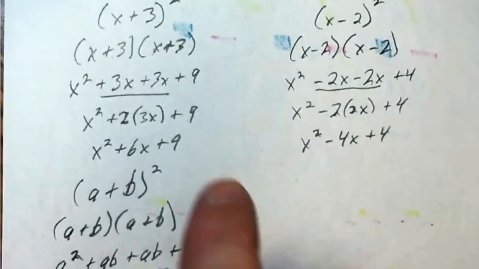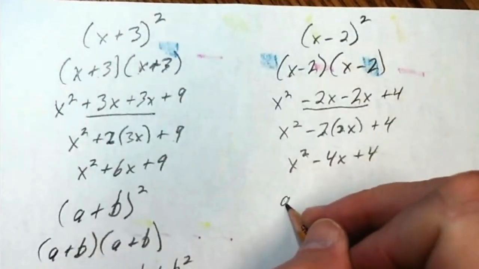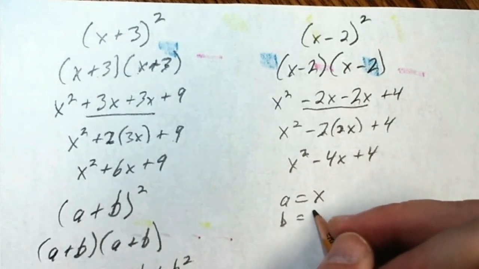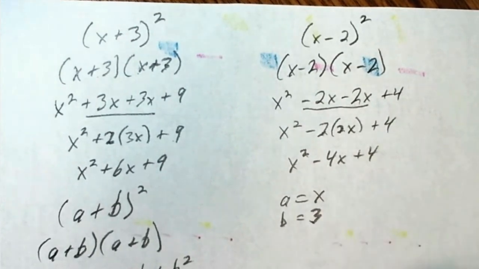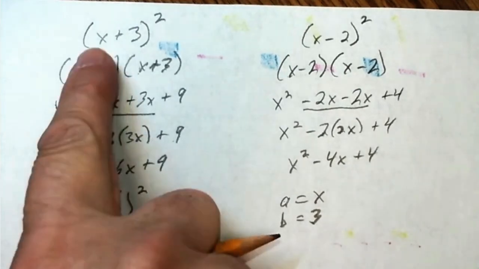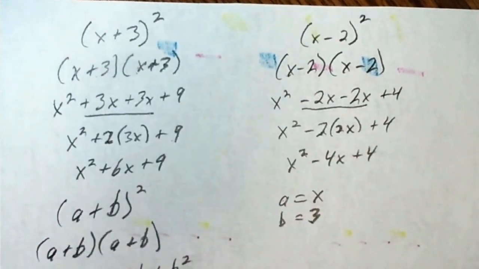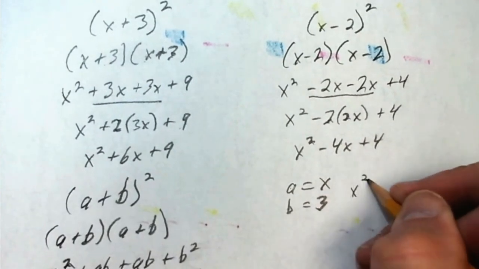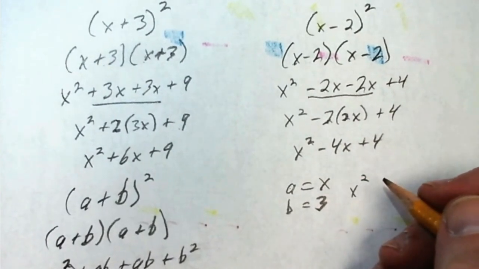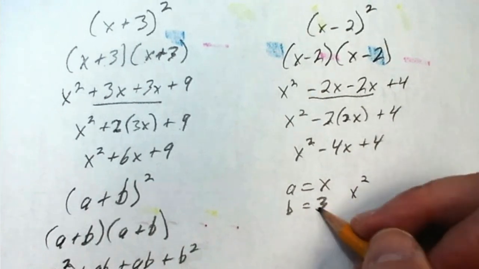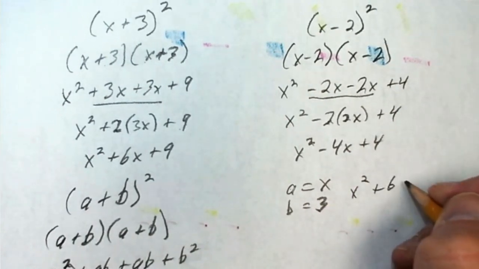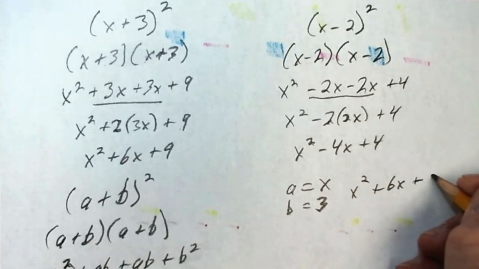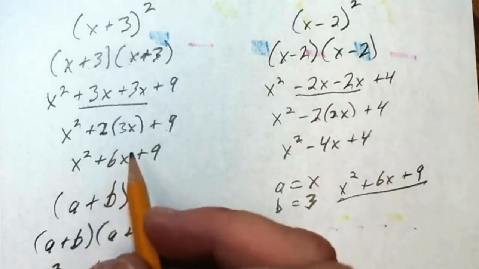Yeah, that's exactly what we got up here. If a was x and b was 3, and we said a squared would be x squared plus 2 times ab. Well, ab would be 3x, so 2 times that would be 6x, and then b squared would be 3 squared. Look, that's exactly what we got.